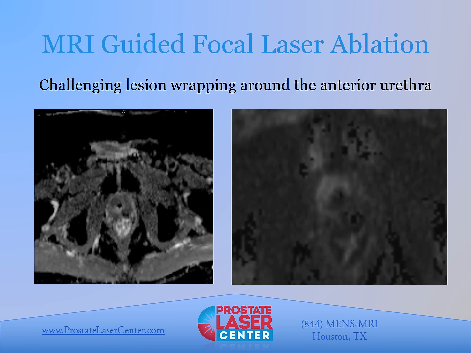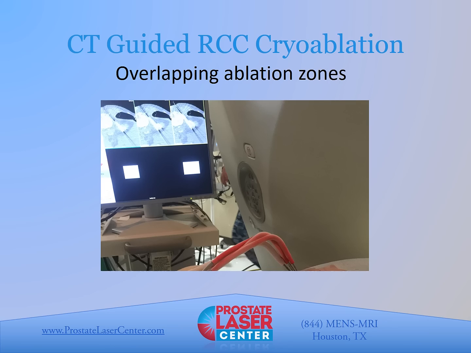Now, let me give an example of such a case with a tumor that's wrapping around the urethra. Here you can see the tumor here, and the urethra is right here. Now, how do you destroy a lesion that goes all the way around like that without taking out the urethra itself? I thought about another case that I had performed for a cryoablation of a renal cell cancer.